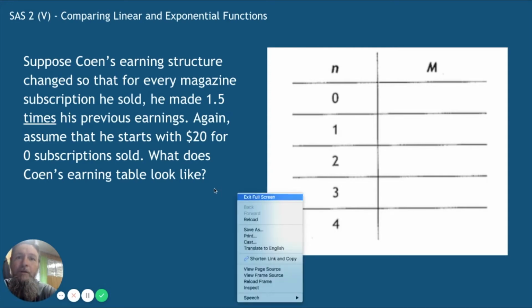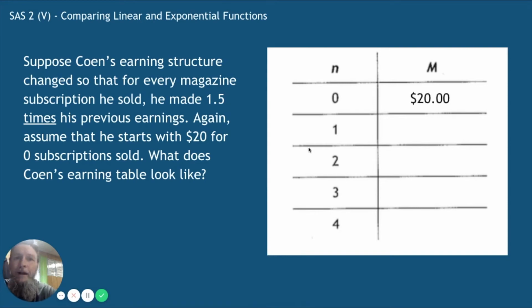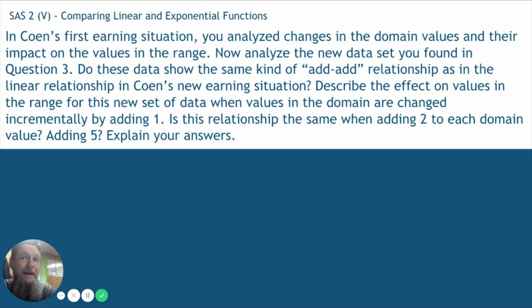So for 0, he would have $20. For 1, he would have 20 times 1.5, which is 30. For 2 subscriptions, it's 30 times 1.5 or 45. For 3 subscriptions, it would be 45 times 1.5 or 67.50. And for 4 subscriptions, it's 67.50 times 1.5 or 101.25. Now, obviously, he's going to make a lot more money by using that particular compensation package.